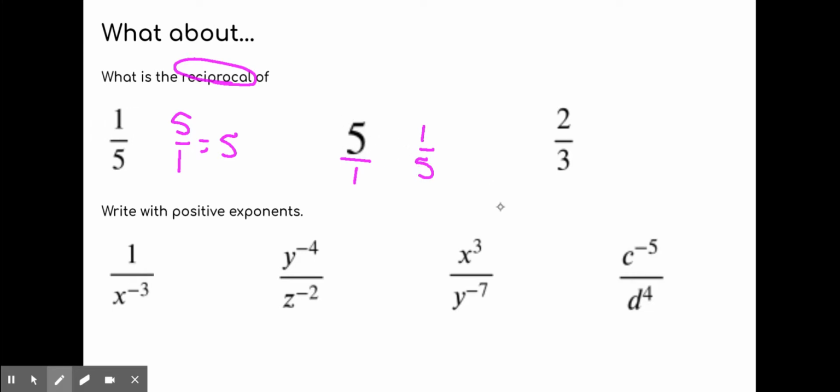What is the reciprocal of 2/3? It's 3/2, right? That's sort of the easiest fraction to take a reciprocal of, just a normal proper fraction. We just flip it. But notice the 3 in the denominator moves to the numerator. The 2 in the numerator moves to the denominator.